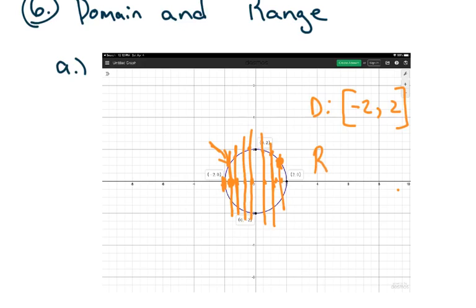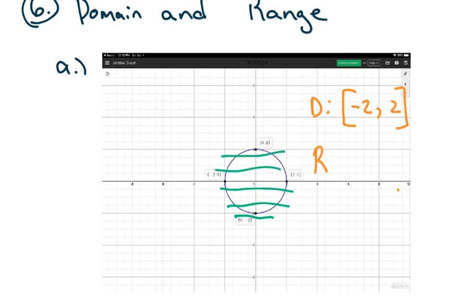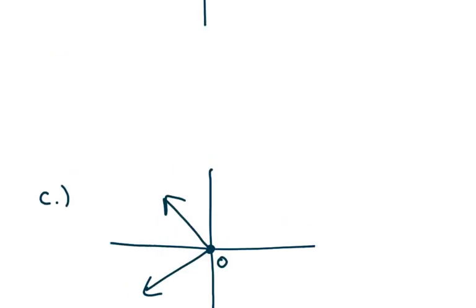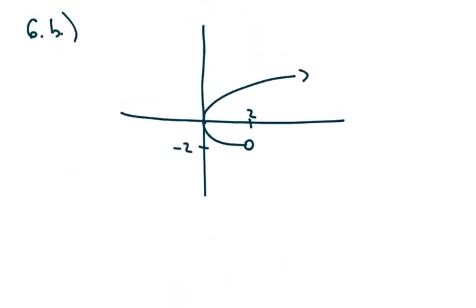The range actually has the same phenomenon. Let me do a different color. Actually, let me erase all this. So if we look at the range, it has the same effect. It exists everywhere between -2 and 2. Okay. Two other examples. This open circle means we do not include the value of 2.